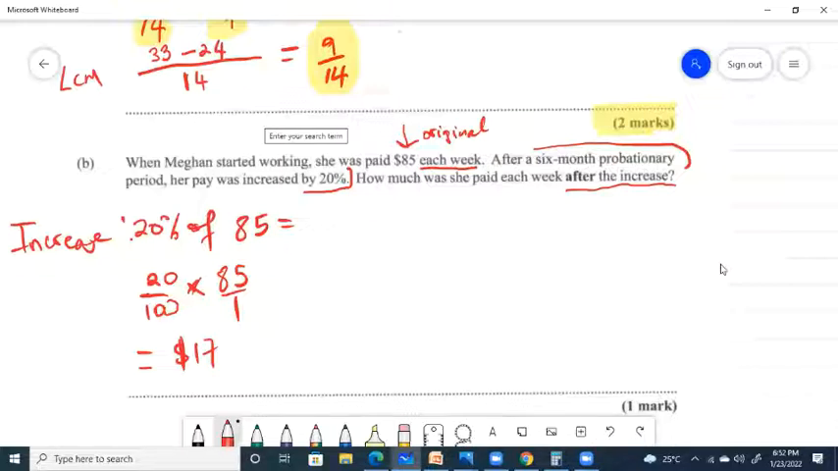How much was she paid after? If you want to know how much she was paid after, you're going to have to take that 85 and add it to the 17. And whatever you get there would be your answer. We're talking about $102. She's now paid $102 per week.